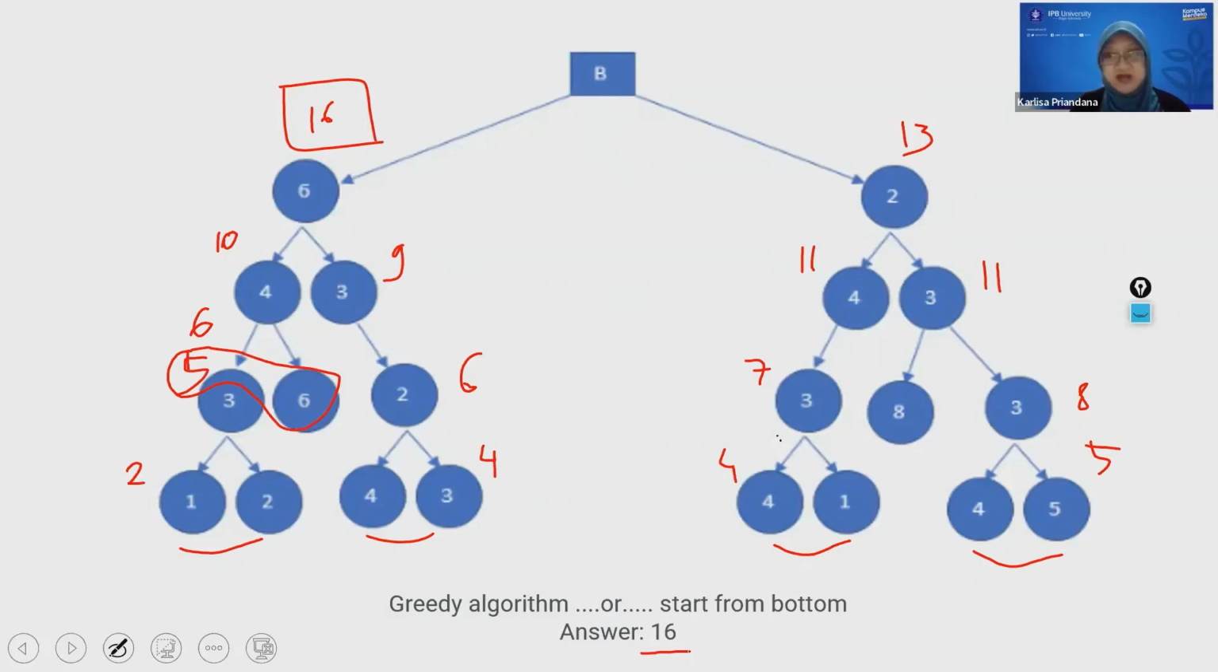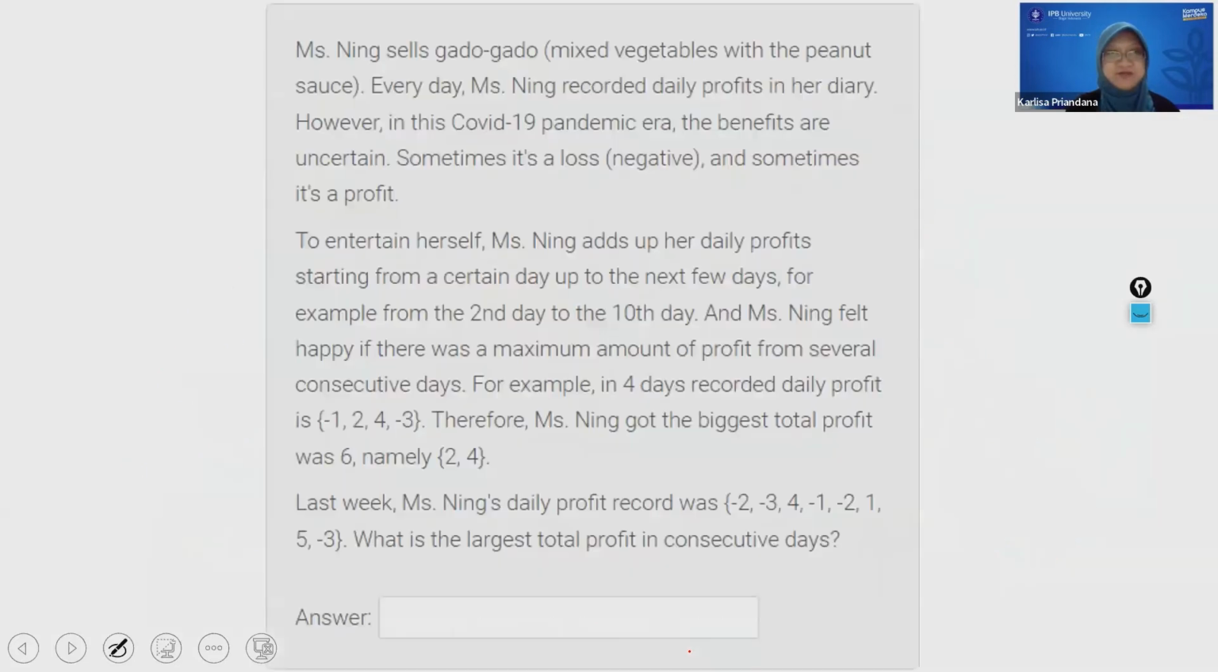However, in other cases, sometimes greedy algorithm cannot give you the best maximum value here. Sometimes you need to calculate from the bottom. Okay, so I think it's quite clear for this problem. Let's move on to the next one.